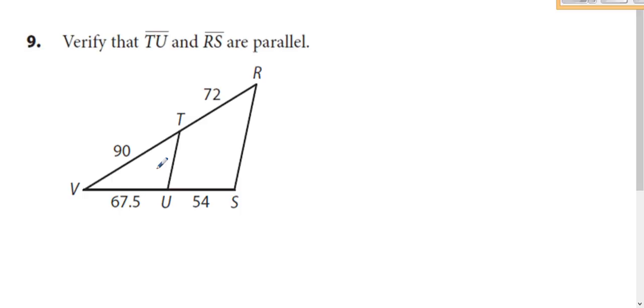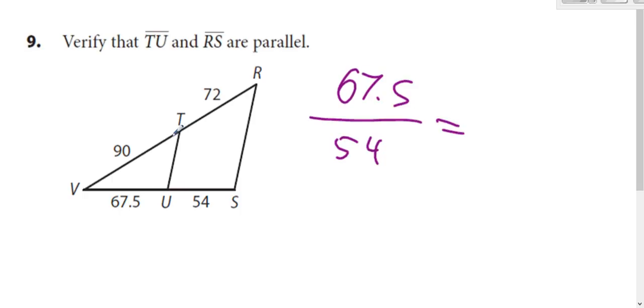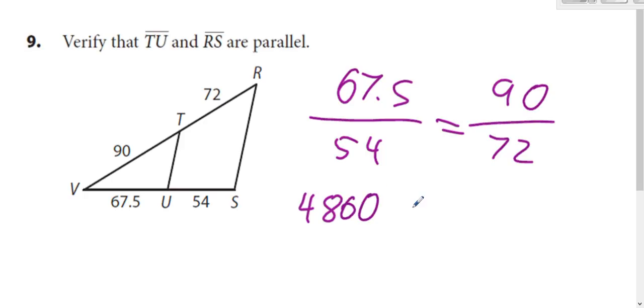When you set this up, you get 67.5 over 54 equals 90 over 72. So if you cross multiply to verify that these are equal, you get 72 times 67.5 is 4,860. And then 54 times 90 is also 4,860. So they are equal, which means they are proportional, which means the sides are parallel.